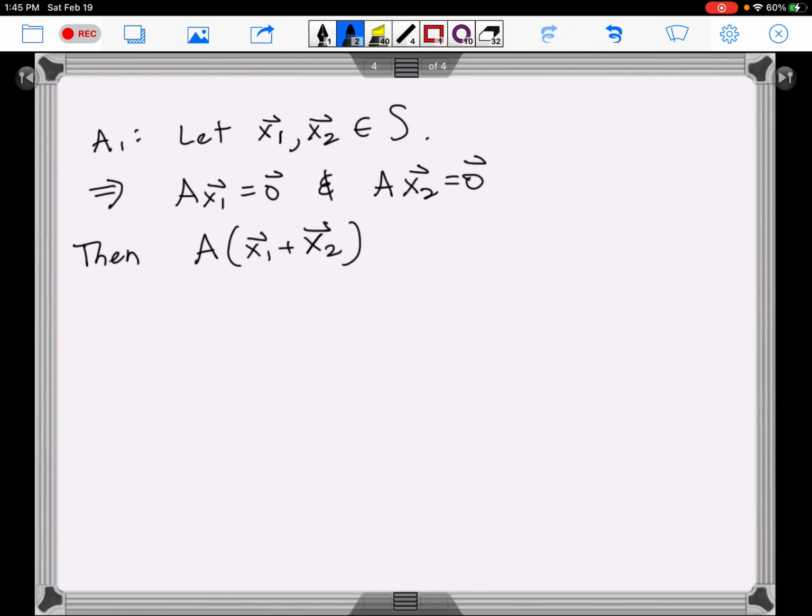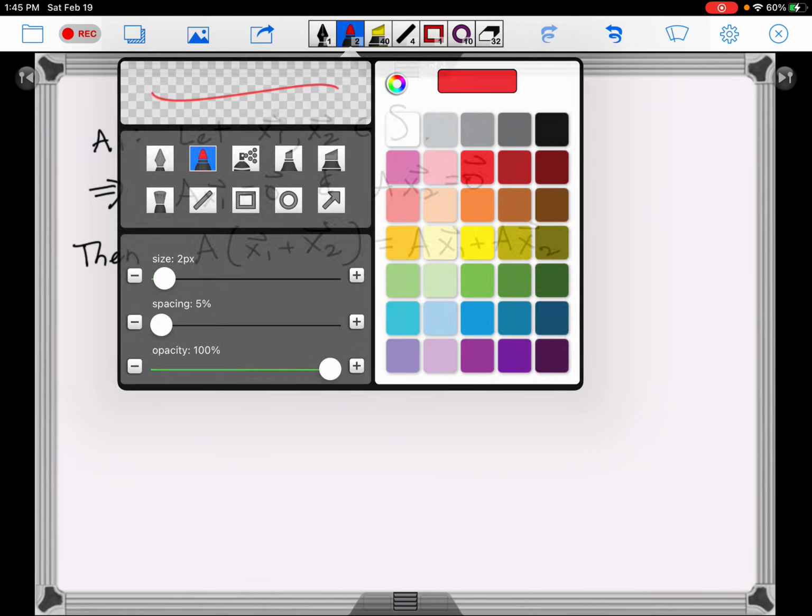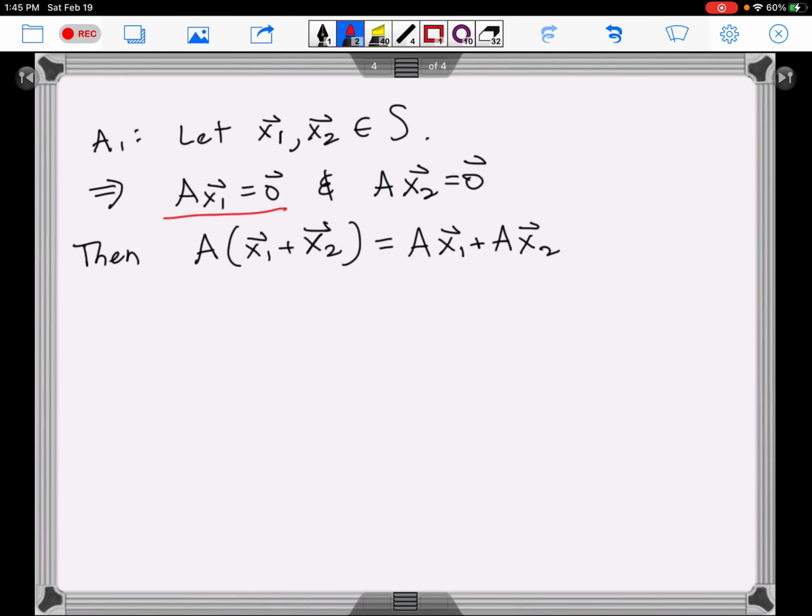Well, we know the way that matrix multiplication works, that it distributes over addition. So this is equal to Ax1 plus Ax2. But by above, I'll underline it in red, each of those is equal to the 0 vector by assumption, right? So that means that this is going to equal the 0 vector plus the 0 vector, which is just the 0 vector.